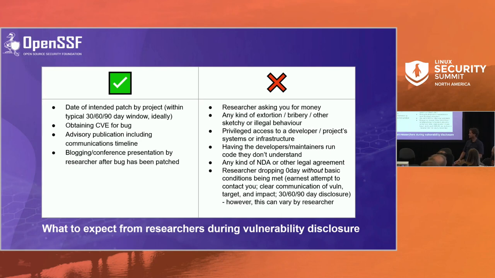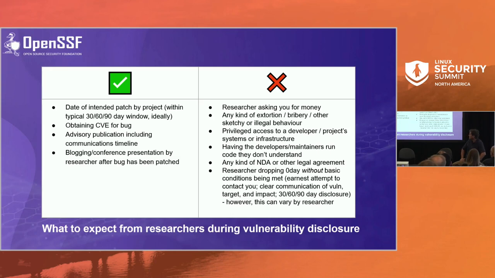It is very typical that after a researcher reports a vulnerability to you, depending on the severity of it, they're probably going to do a tweet, do a blog, potentially get their PhD around it, or present at a conference. These are very typical things in the research community. So just be prepared and understand if your project needs to do any additional preparations around this type of thing.